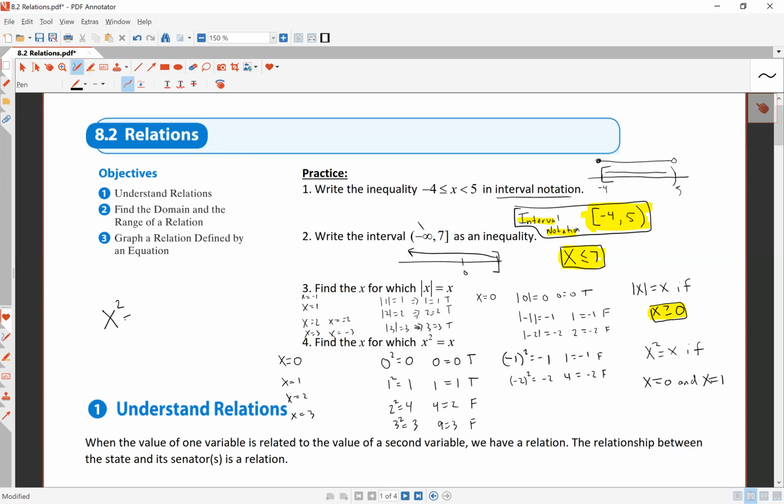So you've actually done this before in Math 60. X squared is equal to x if x squared minus x is 0. You subtract x from both sides. And then it's a quadratic equation that we solve by factoring and get x times x minus 1 equals 0. Then we set the two factors equal to 0. And we get x equals 0 or x is equal to 1. So 0 and 1 are the numbers that make x squared equal to x.